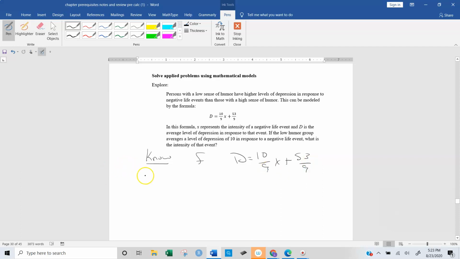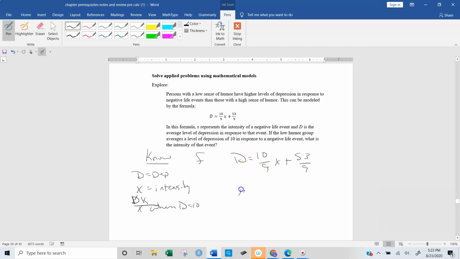I know the formula. I know that D stands for depression. I know that X stands for the intensity of your life event. And I want to know what X is when D is 10. This is what I don't know.